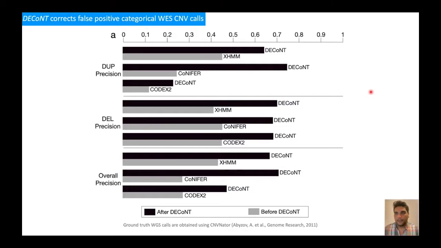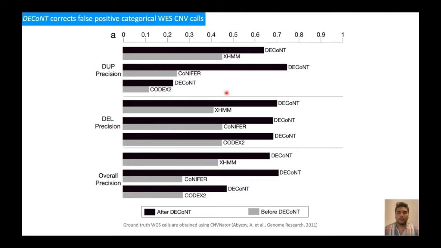The tools which predict the existence of a CMV event are evaluated with respect to duplication, deletion, and overall CMV call precisions. DCONT improves the performance for all tools in all settings and results in drastic improvements. Different shades of gray represent different tools, and the attached black bars represent the DCONT versions of those tools.